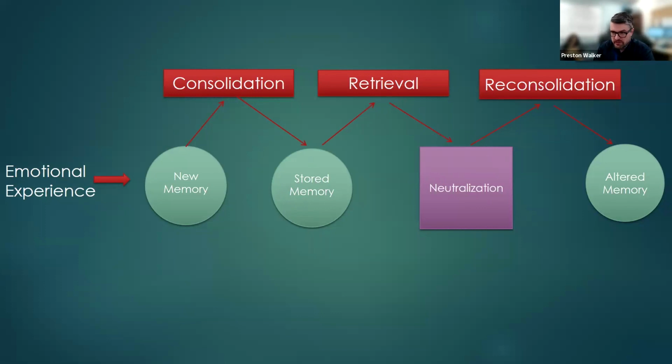Now, when I say altered, it's the implicit that we care about. The explicit memory we don't touch in this approach. We keep that the same. So the story, like the facts of what happened, that's there. We just want to take the emotions out of what happened.